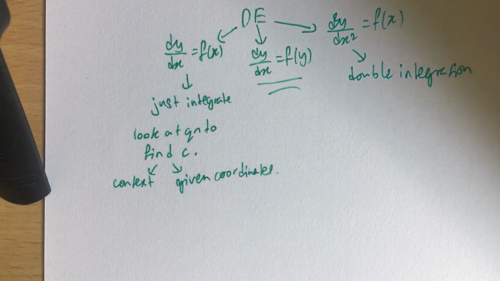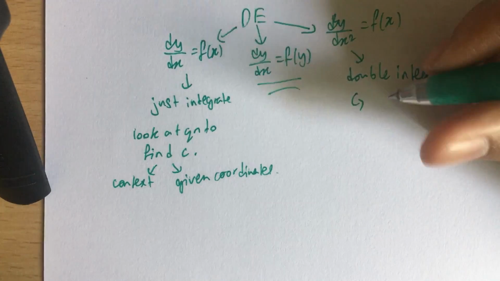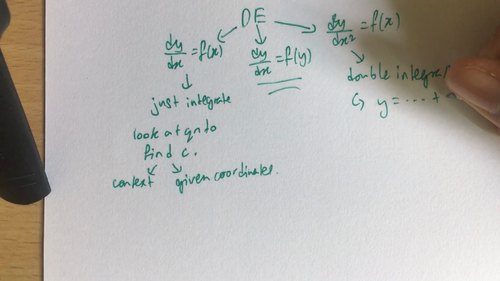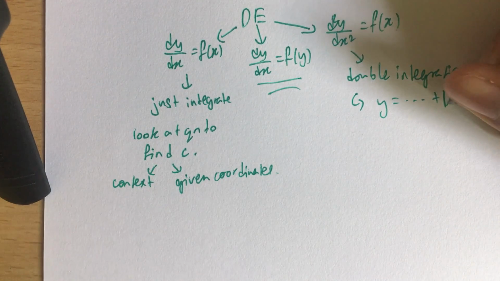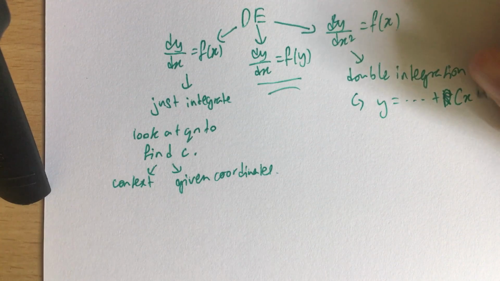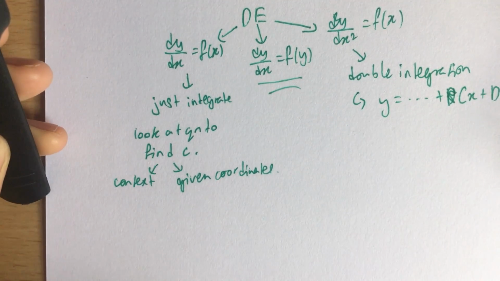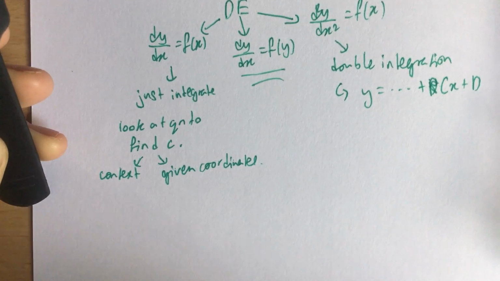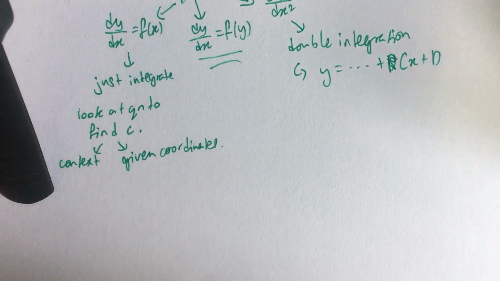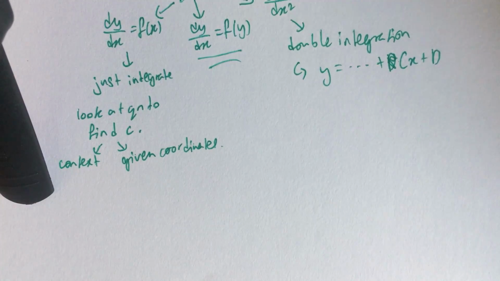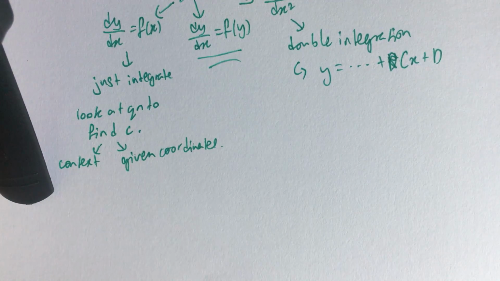And each time you will get a new constant. So for example, the first time you have a C, the second time you can put a D. Let's say you have d2y over dx squared is fx. When you integrate it once, you get some expression plus c. Then you integrate it another time, you get an expression plus cx plus d. And just remember that's how it works.